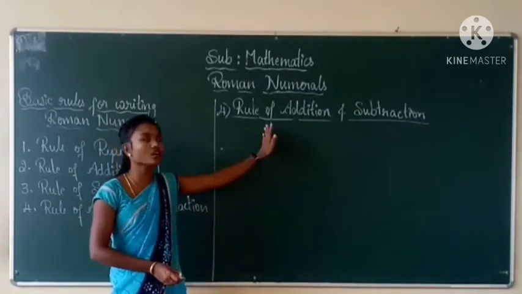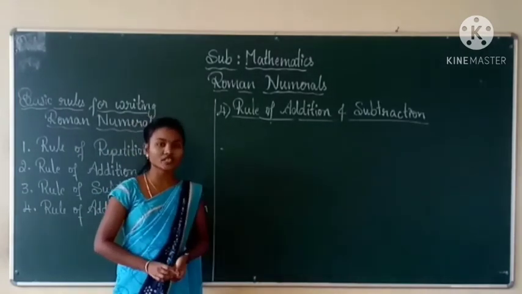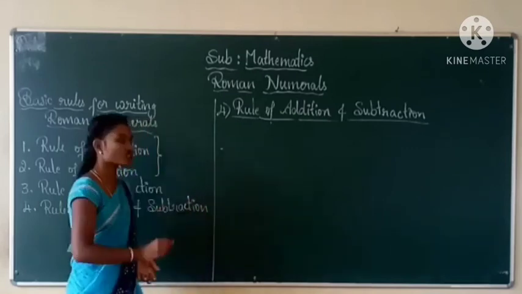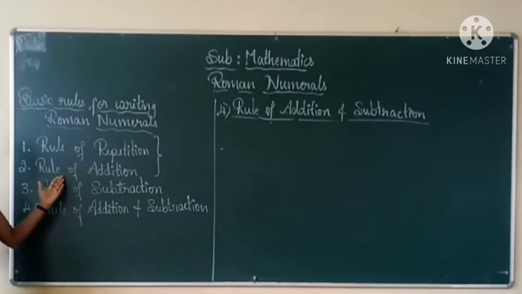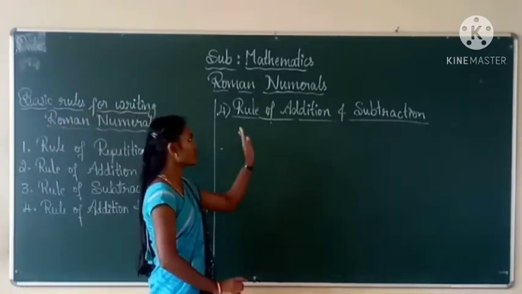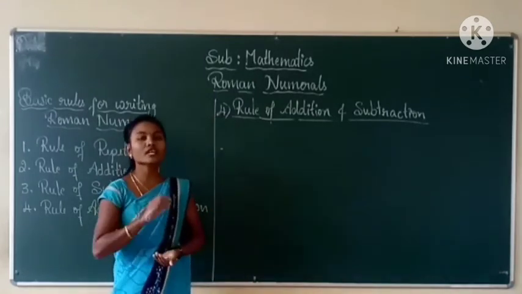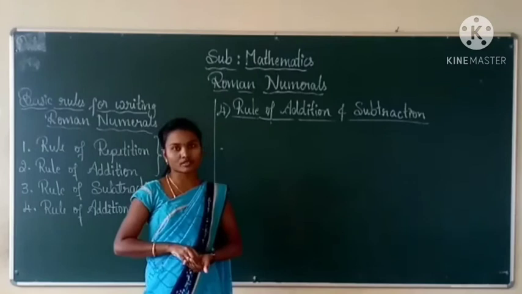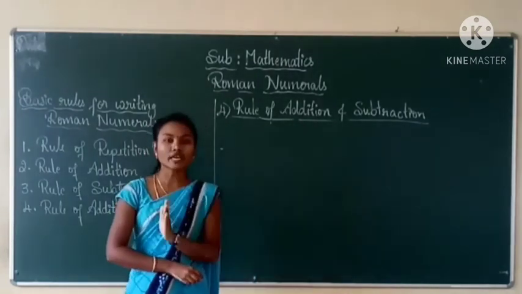The rule is rule of addition and subtraction. The first rule is rule of repetition. Second rule is rule of addition. The third rule is rule of subtraction. And the last one, the fourth rule, is rule of addition and subtraction. So here we are operating two operations, that is addition and subtraction, in one example.